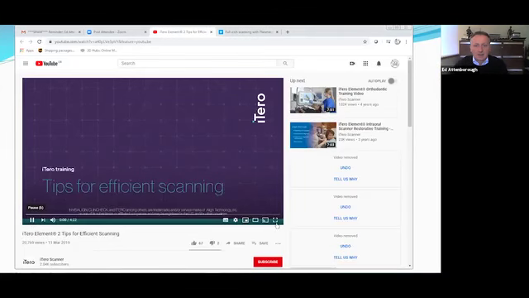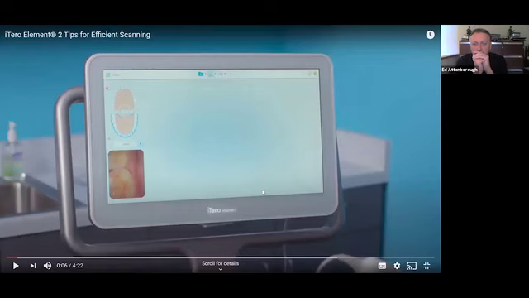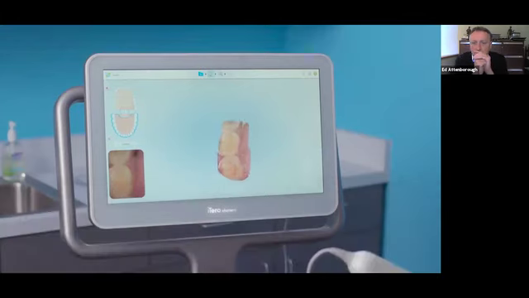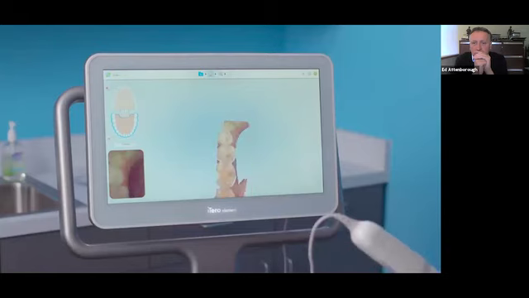This video highlights a few key tips to scanning efficiency that will support your full mouth scanning protocol. The iTero Element intraoral scanner allows me to scan in a continuous motion to capture a full mouth scan in as little as 1 minute.